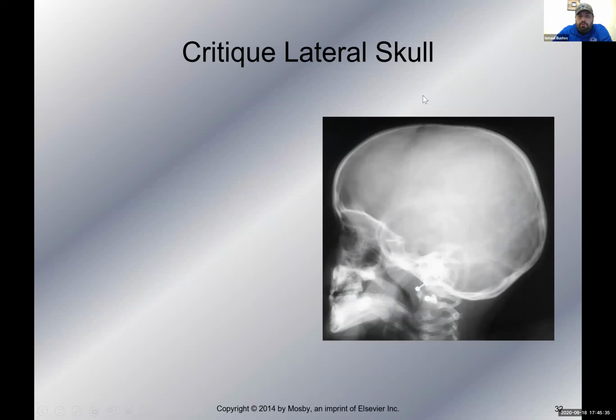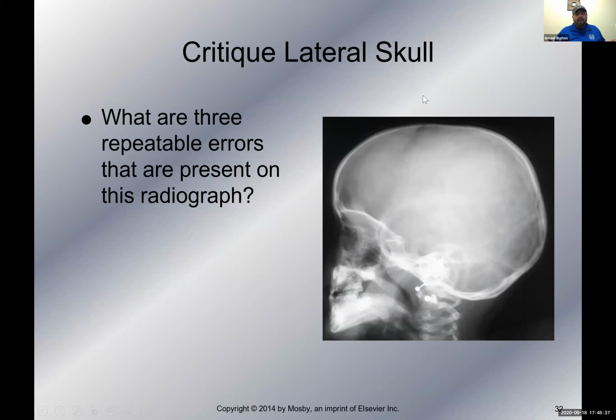All right, so let's look at some radiographs for critique. Here's the lateral skull. So what are the 3 repeatable errors that are present on this radiograph? Okay, so let's look at it. The first thing we should check for on all lateral radiographs is, is all the anatomy included? Yes, it is. The skull's there, everything's included. First error, we always see no marker. So we know that's one of the errors in there. But what else do we check for? We check for rotation, we check for tilt.